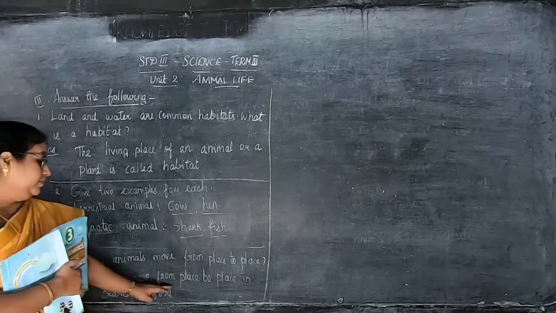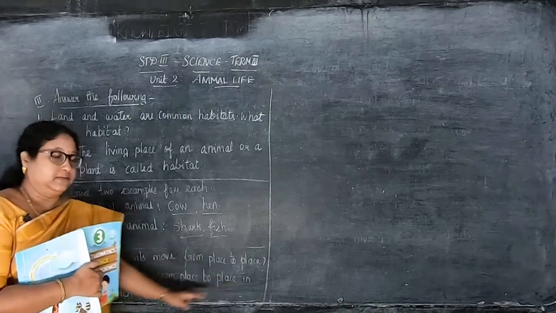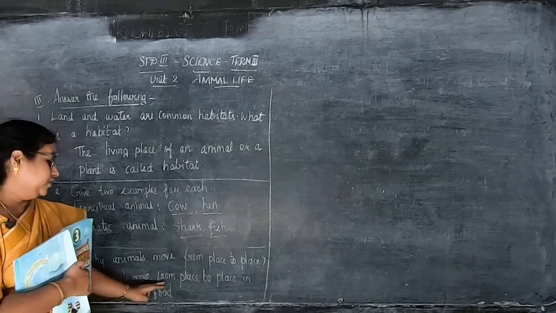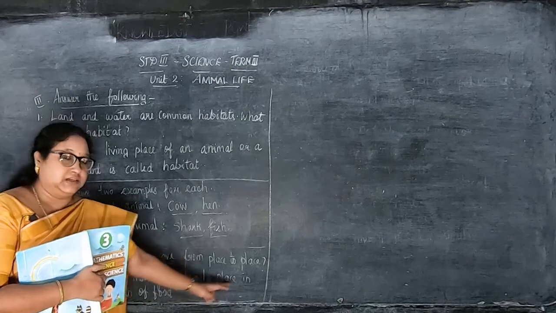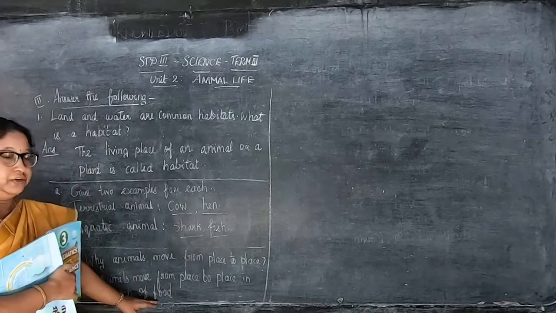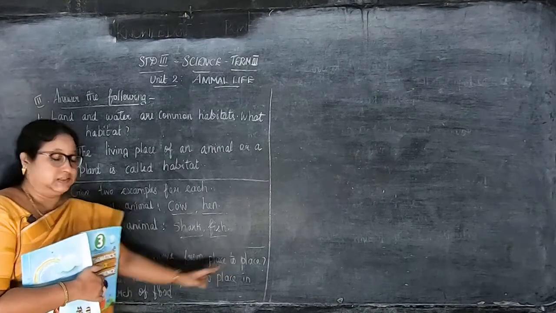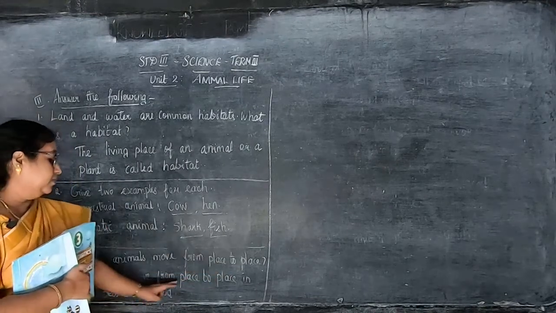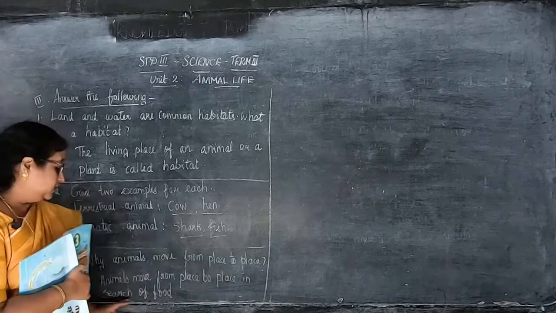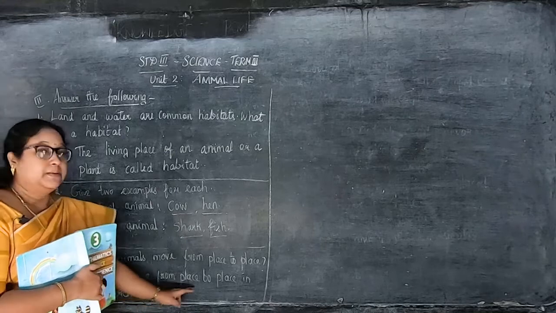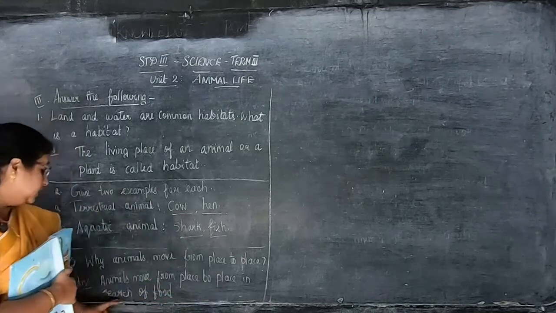Animals move from place to place in search of food. Again, I'll say why animals move from place to place. Animals move from place to place in search of food.